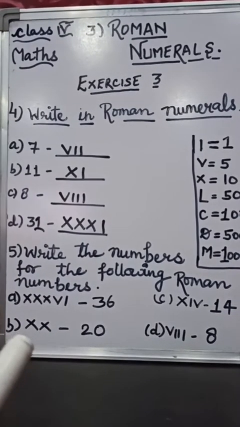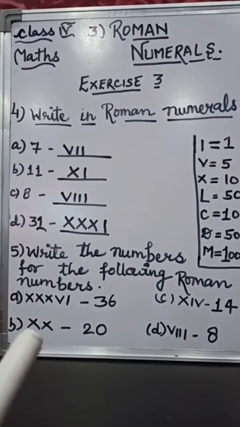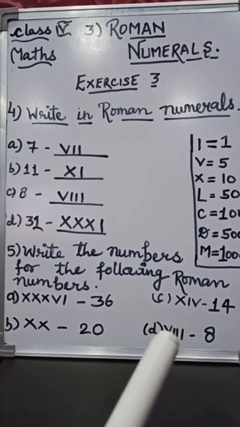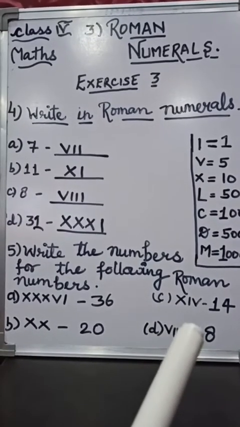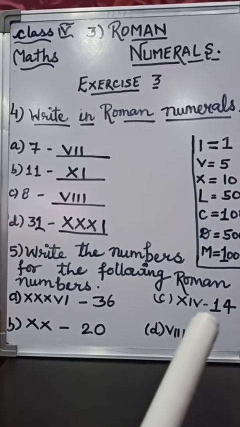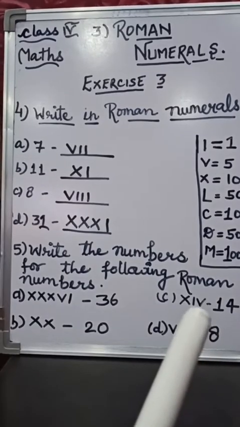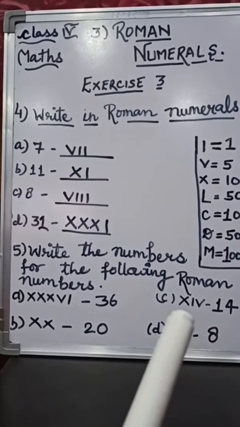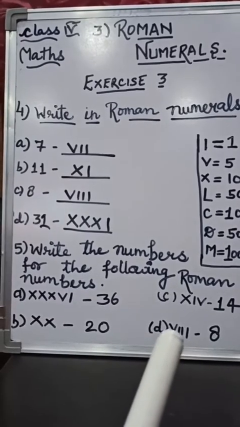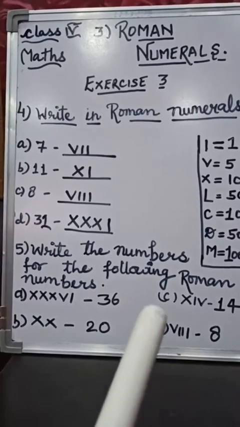Now B means 10, 10 means X, X, 10 plus 10, that is 20. Now question C, XIV, that is 10, then I means 1 and V means 5, that is 5 minus 1, rule number 3 here again, 14. Then this is 8, that is 5 plus 1 plus 1 plus 1, 8. Clear all of you?